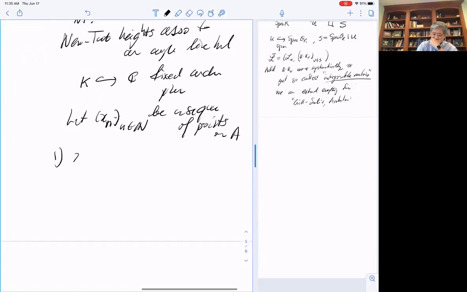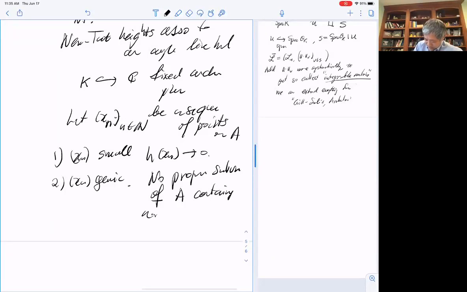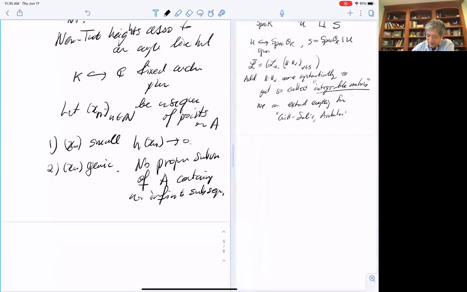The first assumption is that xn is small, which means the height of xn goes to zero. The second is that xn is generic, which means that no proper sub-variety of A contains an infinite subsequence. Okay, so that's the setup we have.